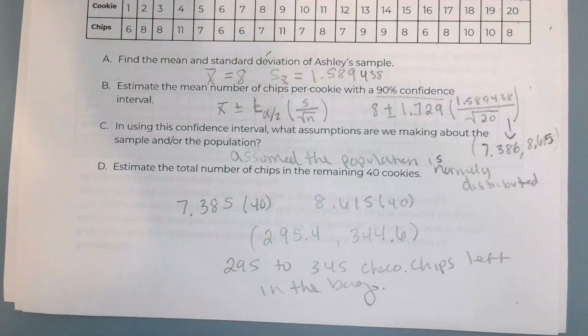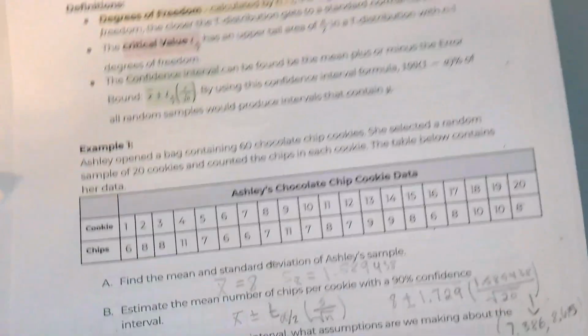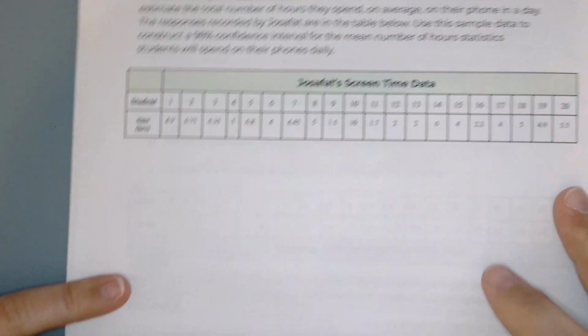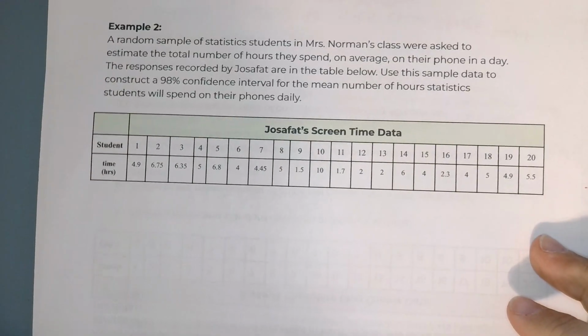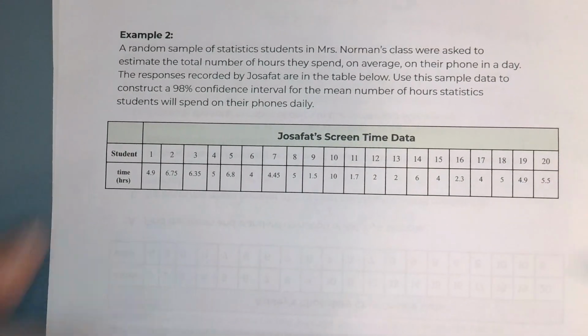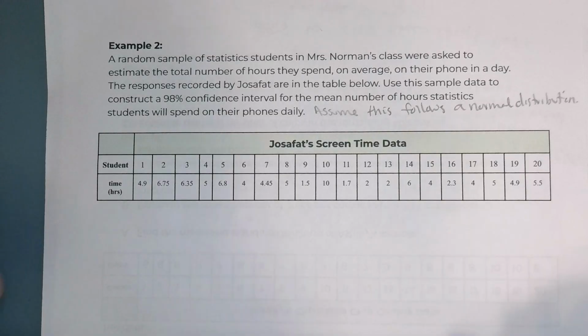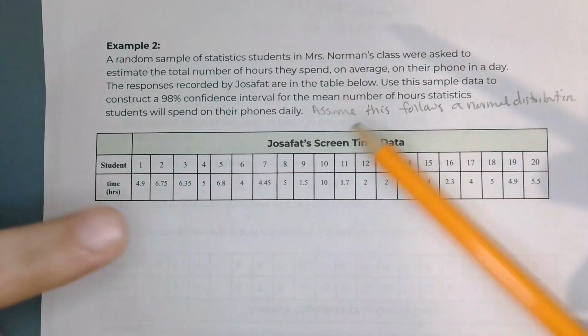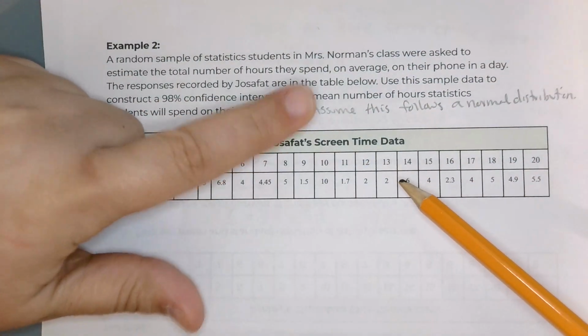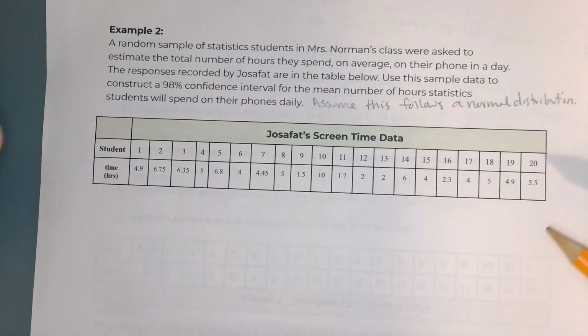Okay, let's do some more. I have another example, but it's another example where I have data. So I'm going to put this in the spreadsheet and then I'll come back with some information. We also need to assume that this follows a normal distribution. Now again, that should be in the problem. I just made a mistake.